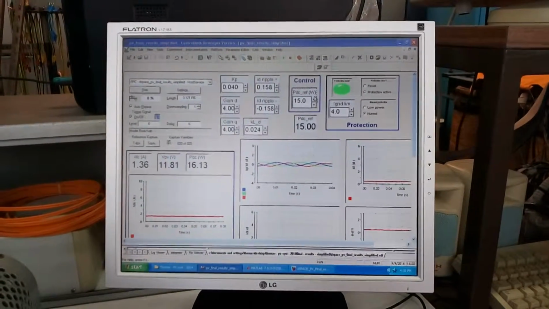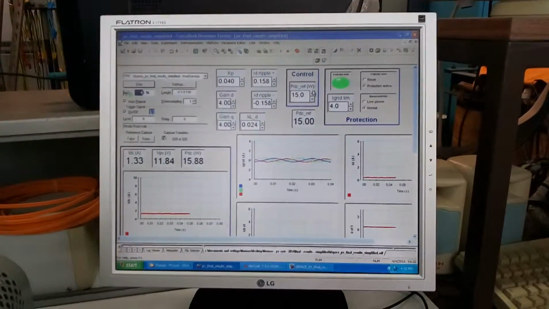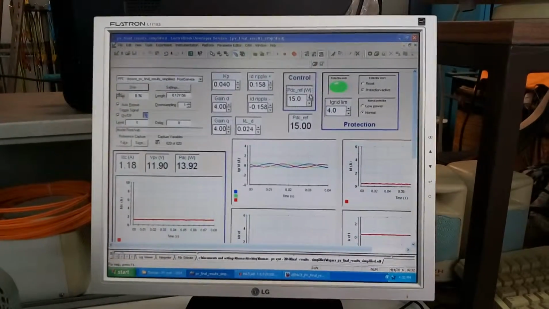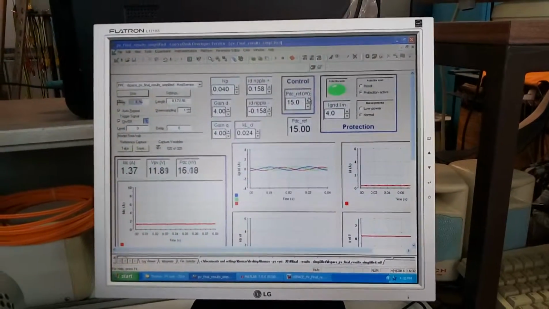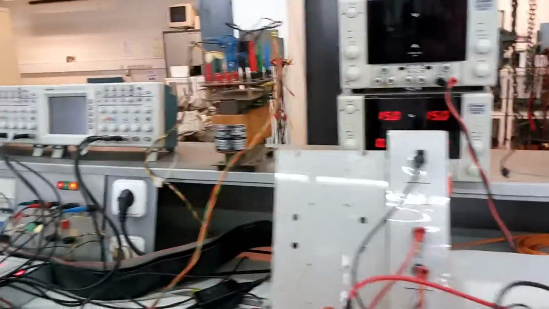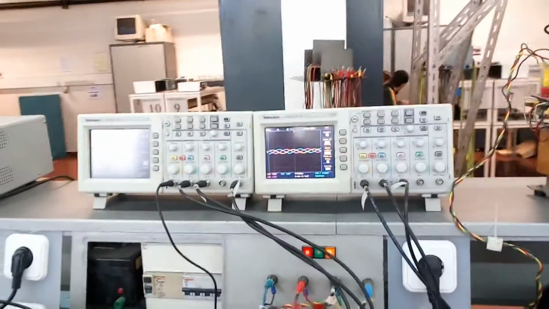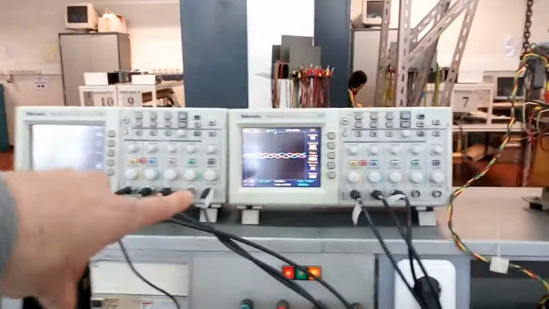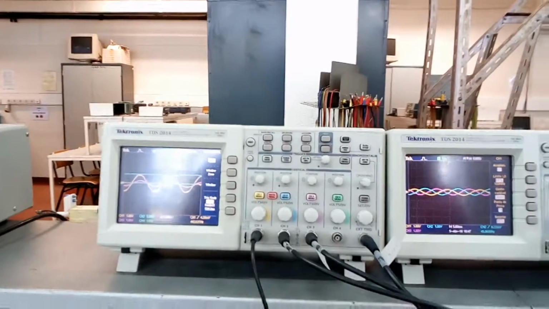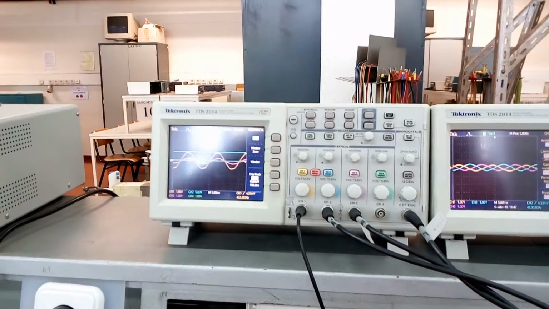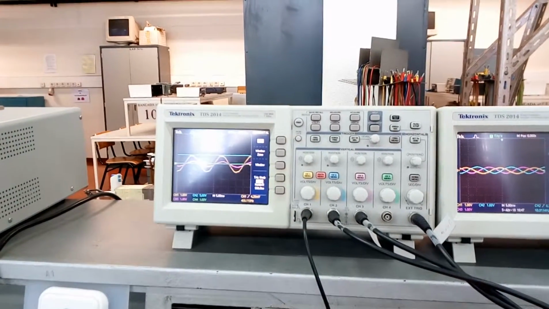So we can observe there the grid currents, the DC currents, and we can have all the variables as well on the oscilloscopes. So we can see here on the right the grid currents, then on the left we have the grid voltage and the grid current that are in phase, and we also have the DC current and the DC voltage.